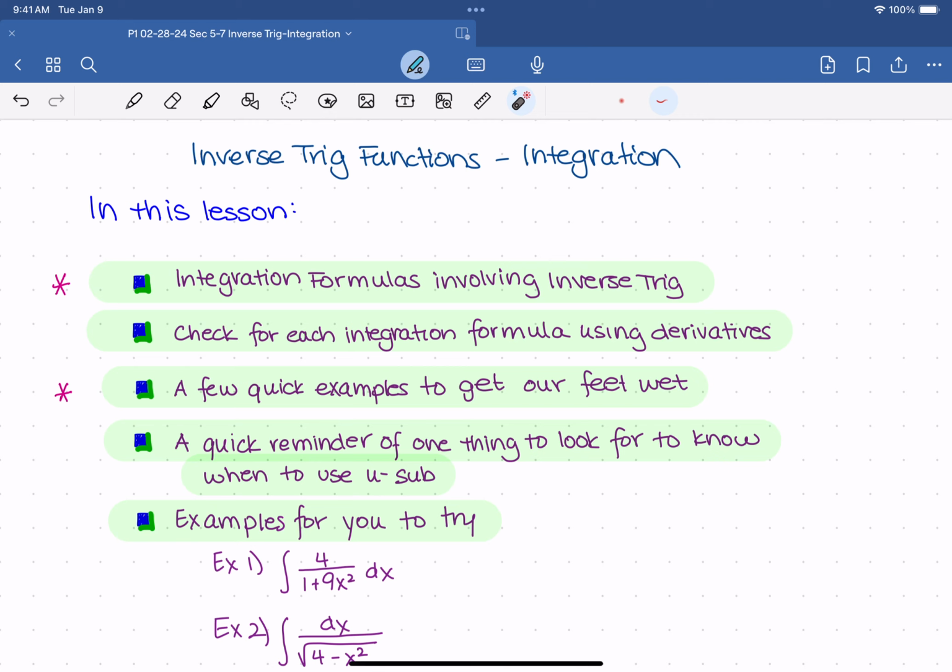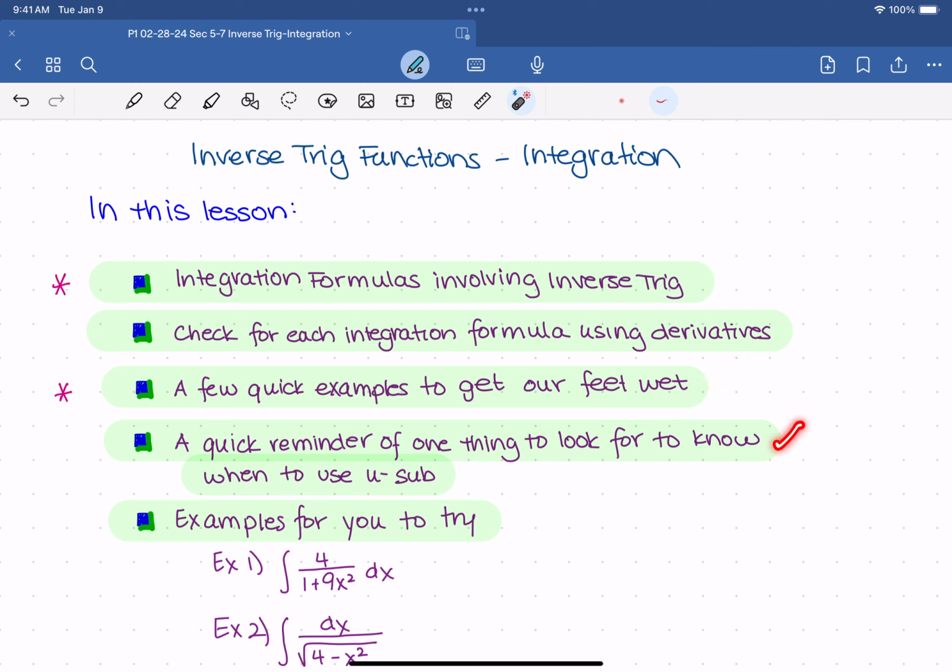All right, so here we are now talking about inverse trig functions integration. So today we're going to look at just what the formulas are for integration, and then we're going to double check and make sure those formulas work because they're a little different than the derivative formulas I gave you. We'll do some quick, easy problems just to get our feet wet using the formulas.